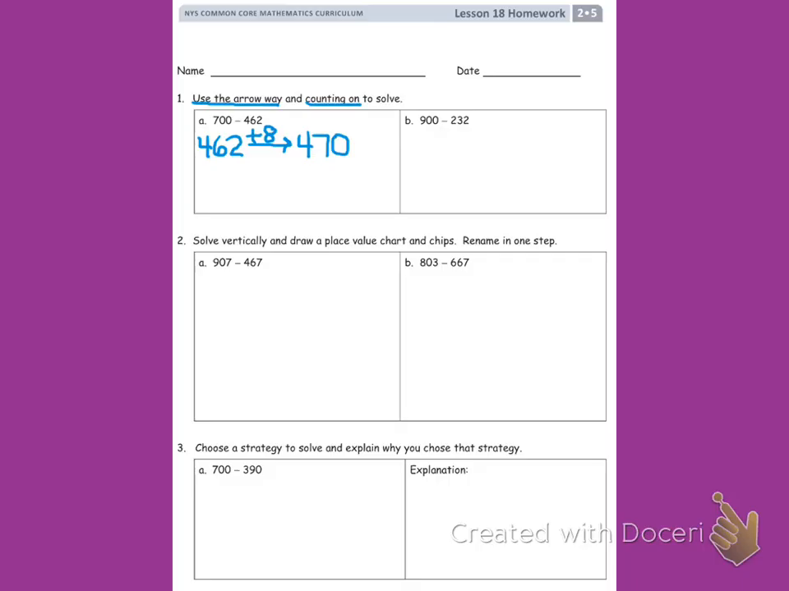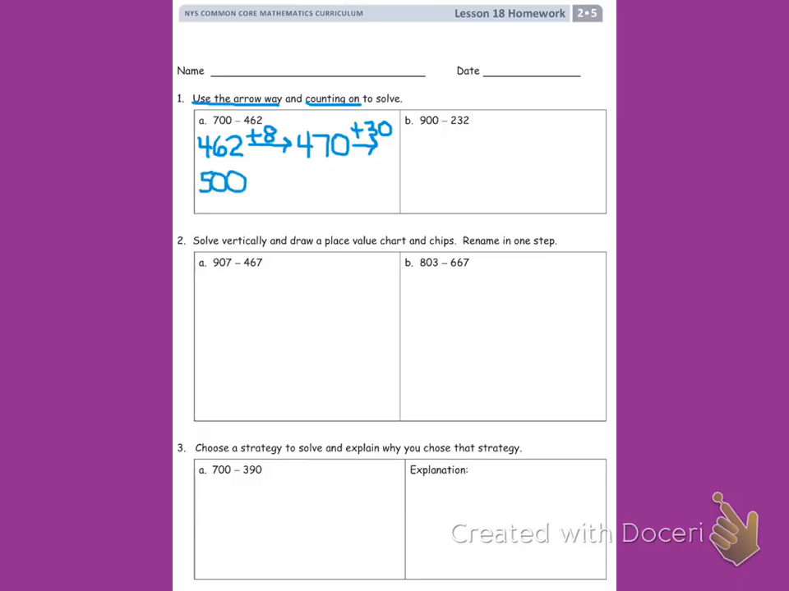Now that I'm at 470, I look at the number in the tens place. That's 7. If I have 7 tens, how many more tens do I need to get to the next 100? Well, I know that 7 tens plus 3 tens gets me to the next 100, and 3 tens is 30. 470 plus 30 is 500.